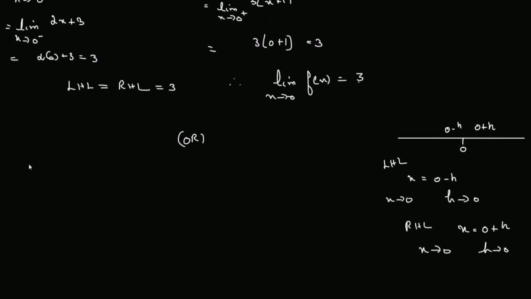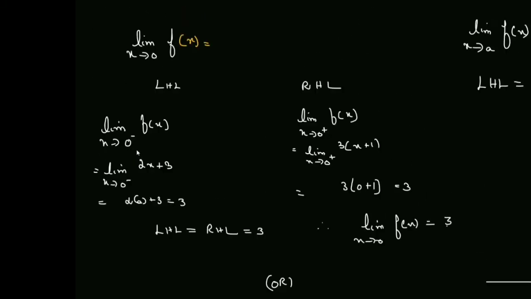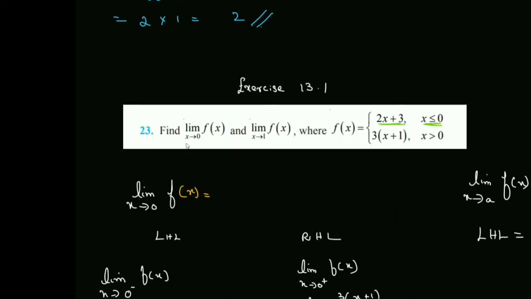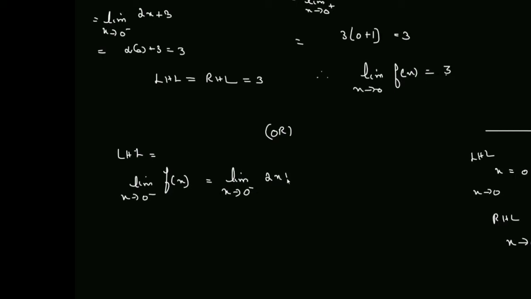So here the same question I'll do with the second method. This is the same question, you have another part. I'll do this using the second method. Okay, this one I'll do. They asked the limit as x tends to 1. So the left hand limit is equal to the limit as x tends to 0 minus of f of x. So that is the limit as x tends to 0 minus, where the function is 2x plus 3.